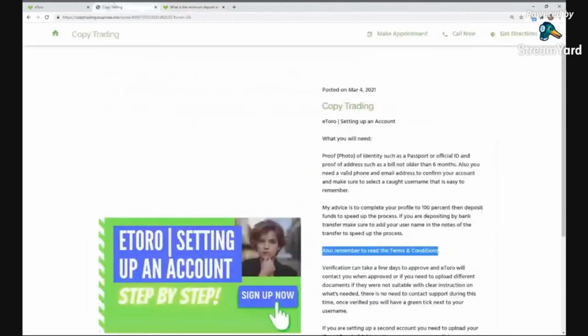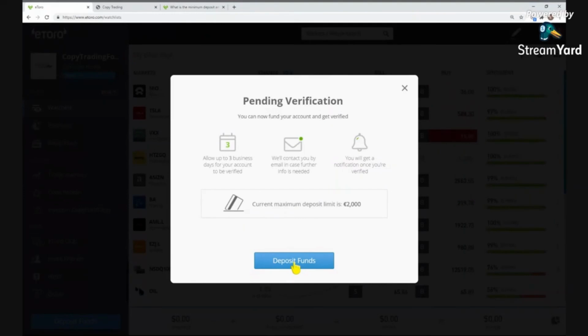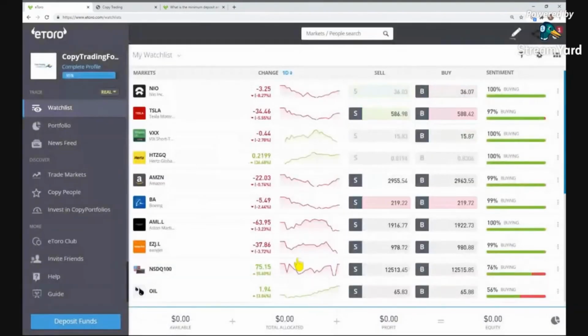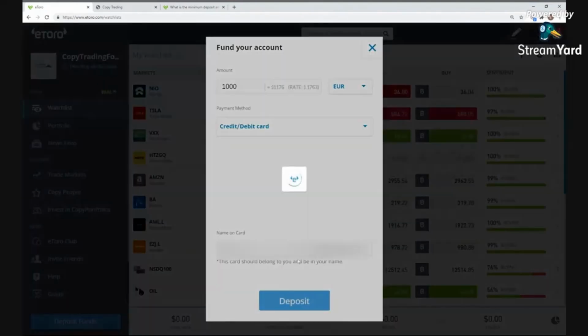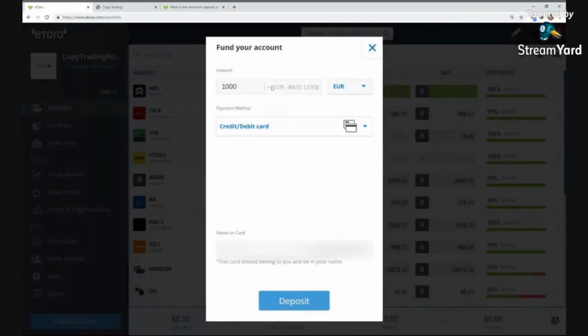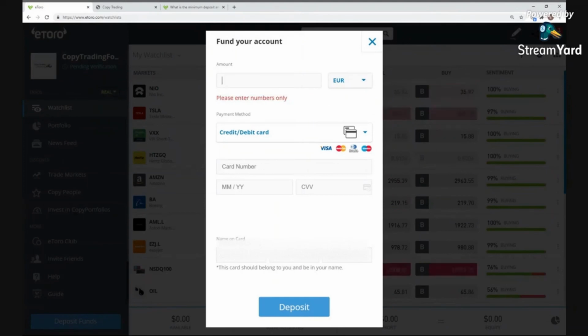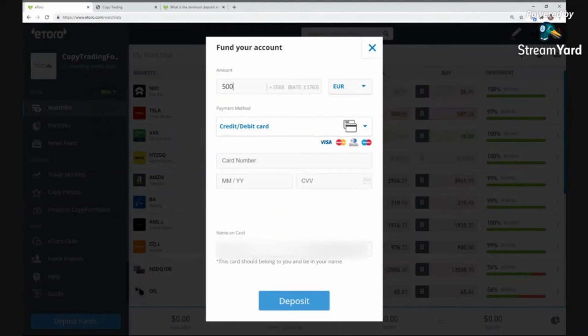Okay, so next what I'm going to do is deposit funds. How I do that, I'm going to use PayPal. I use PayPal all the time to deposit and withdraw funds from eToro. So make sure you use the same deposit method as the one that you're going to withdraw with, because it just speeds up the process. So today I'm going to add in $500, 500 US dollars.